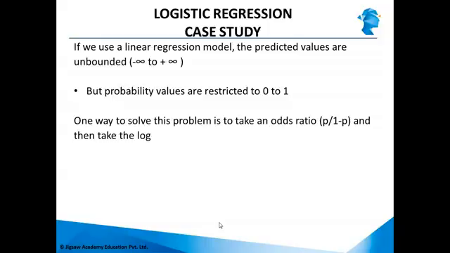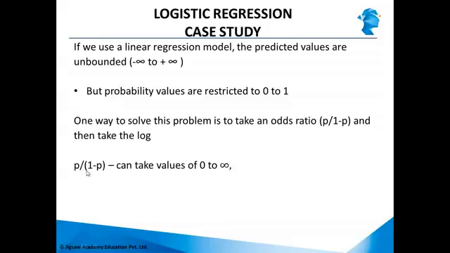I'm essentially transforming my dependent variable into something that can take values from minus infinity to plus infinity. What I do is first I calculate an odds ratio. An odds ratio is nothing but the probability of an event divided by 1 minus the probability of that event. And then I take the log of that odds ratio. Why do I do this?